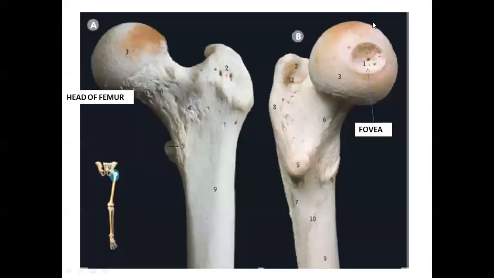Now, this head of the femur, as we know, forms more than half of a sphere. The whole of it is covered with articular cartilage, except centrally where you have a depression that is known as the fovea capitis femoris. The fovea capitis femoris has a ligament that is attached here. Okay, so the rest of the surface will be covered with the articular cartilage.